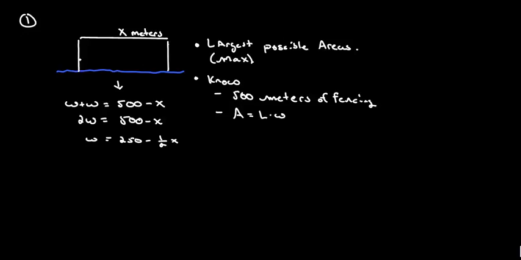So that means that this side right here, because it's W, has a length of 250 minus 1/2 X. Now, what I'd recommend doing, if you can play around with a problem like this one, which is not too hard, is plugging in some values and just seeing what happens. So for example, this is just some side work.